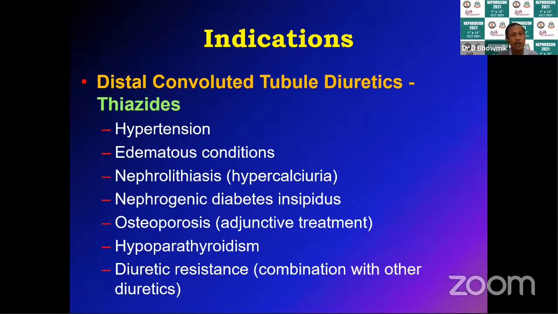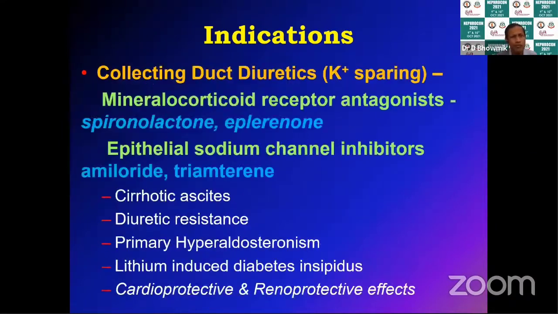The distal convoluted tubule diuretics, the thiazides, are very popular as antihypertensives. They were actually first line as per the American guidelines. Now they are a little down. They are used in various edematous conditions, and in nephrolithiasis, because they are useful in hypercalciuria, as they retain calcium. They are also used in nephrogenic diabetes insipidus, osteoporosis, hypoparathyroidism, and in diuretic resistance in combination with other diuretics. So, you see, they have so many indications.